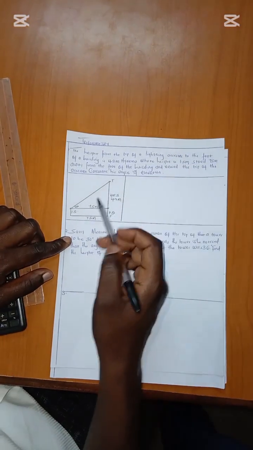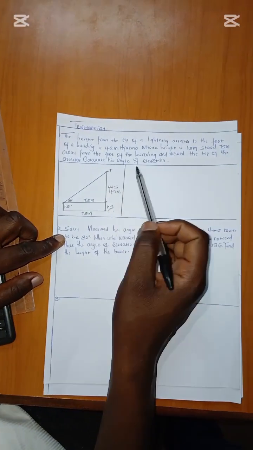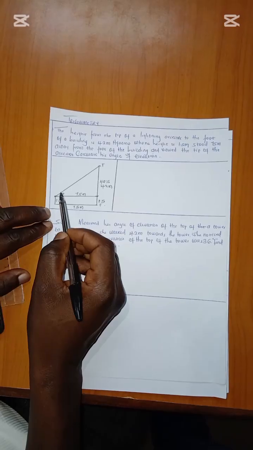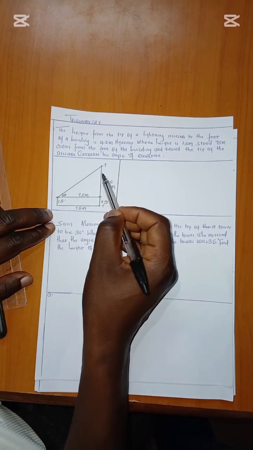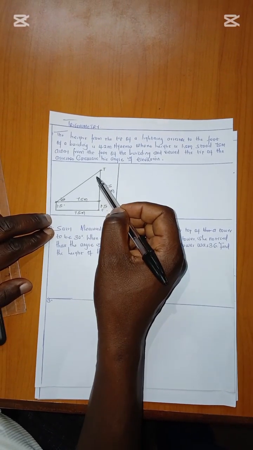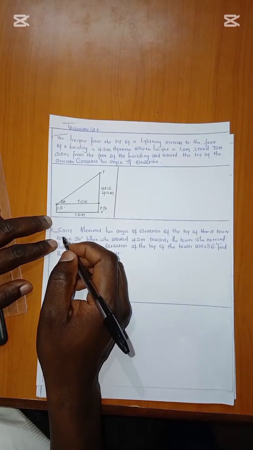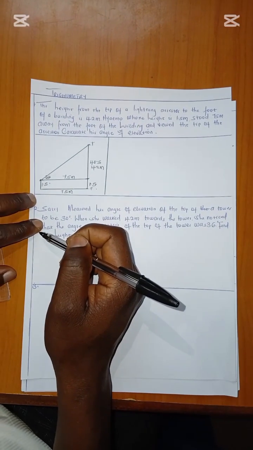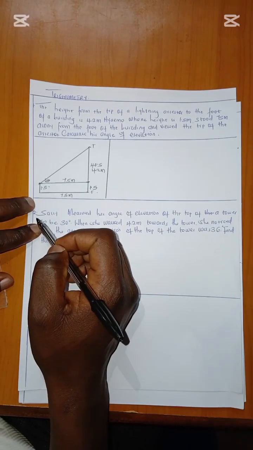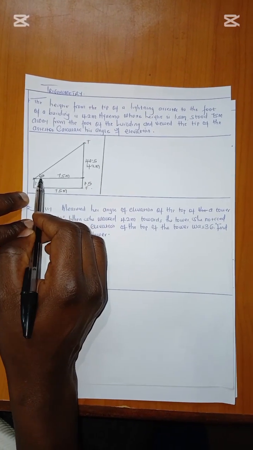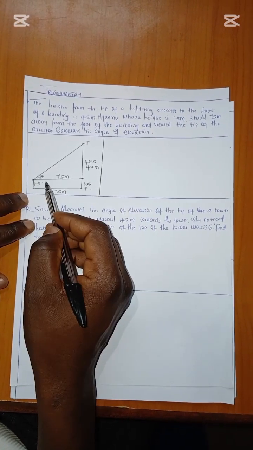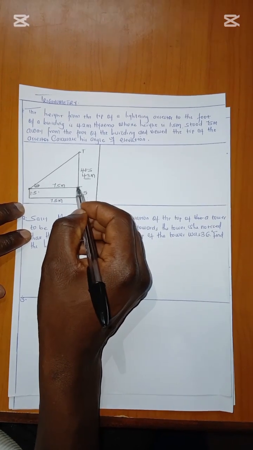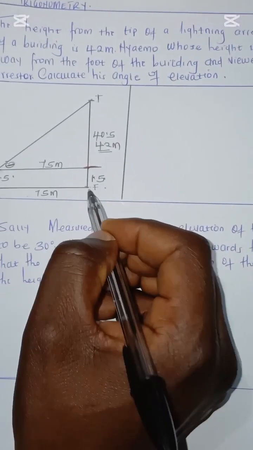Now, the question is asking, calculate his angle of elevation. The angle of elevation, this is the angle. We need this angle. So number one, you ask yourself, in the SOHCAHTOA ratio in trigonometry, what do you have? This one is the adjacent to this angle, and this is the opposite to this angle. Remember, we are not going to use 42. We are going to use 40.5 because we are dealing with this distance from this point, not from this point.